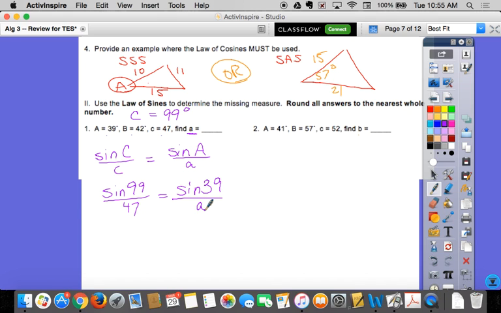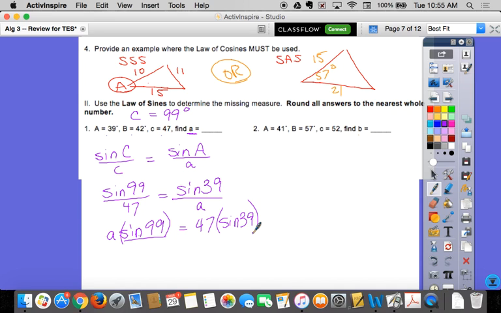So now let's cross multiply. We've got A sine 99. And by the way, this sine 99, that's a value. That 99 goes with the sine. Here, the 47 is separate from the sine 39.